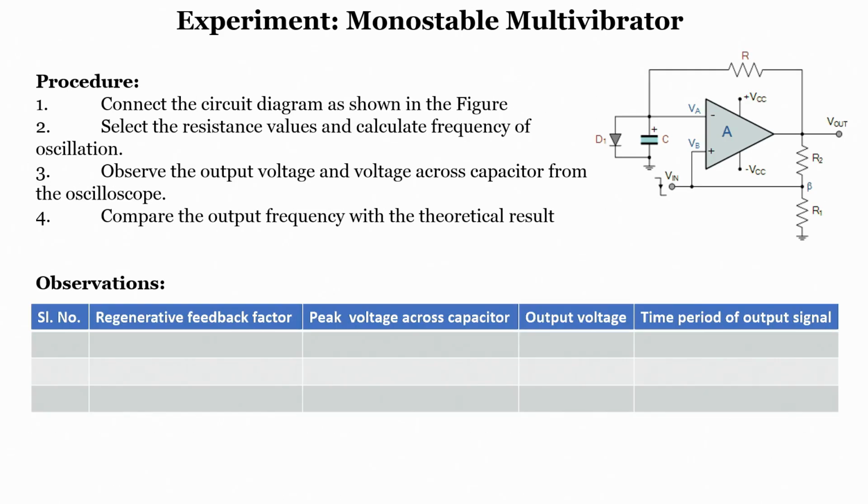If I want to perform an experiment for the monostable multivibrator, I will use the circuit shown here. I will connect the circuit, select the resistance values, calculate the frequency, observe the output voltage and the voltage across the capacitor, and compare the output frequency with the theoretical results. So, what I will have is regenerative feedback, peak voltage across the capacitor, output voltage and time period of the output signal. Again, we will see how the monostable multivibrator can be designed in your experiment class.